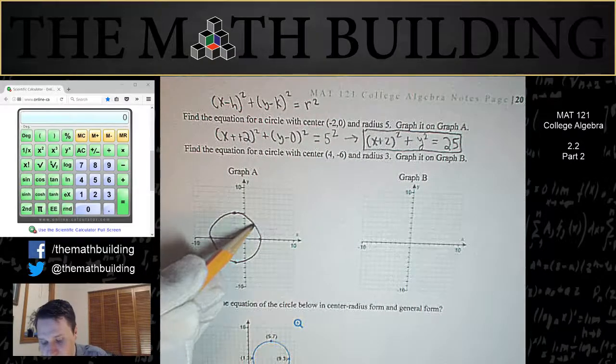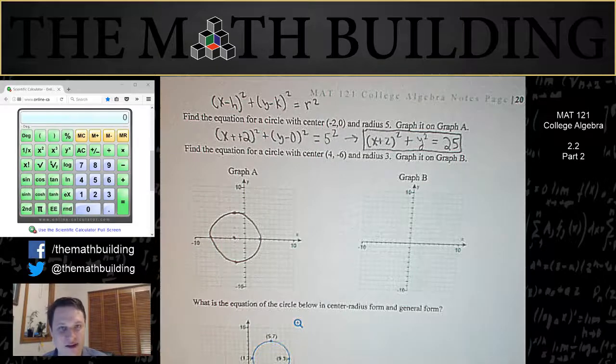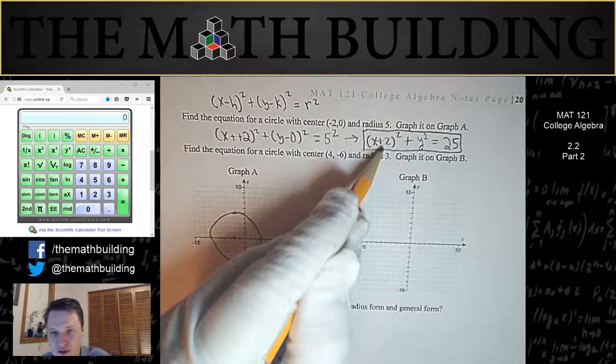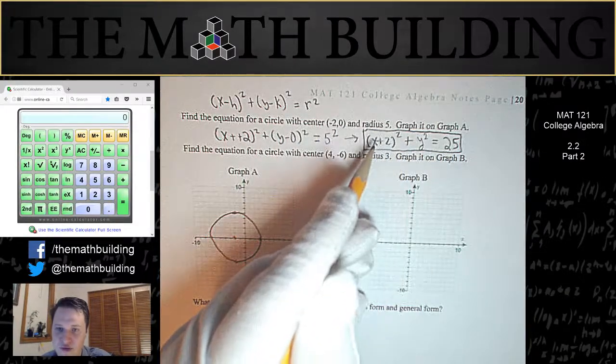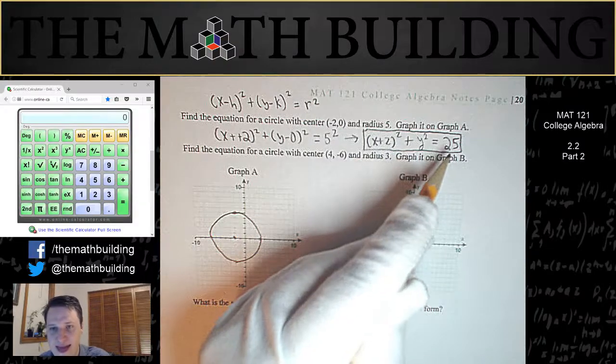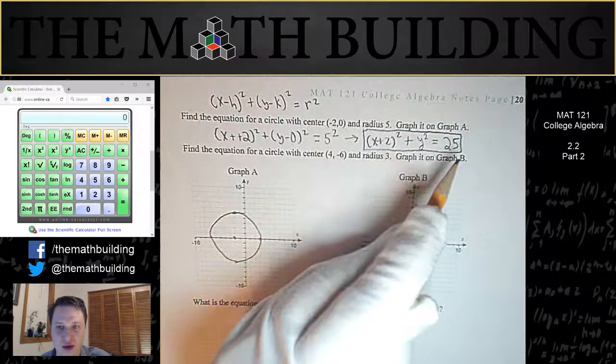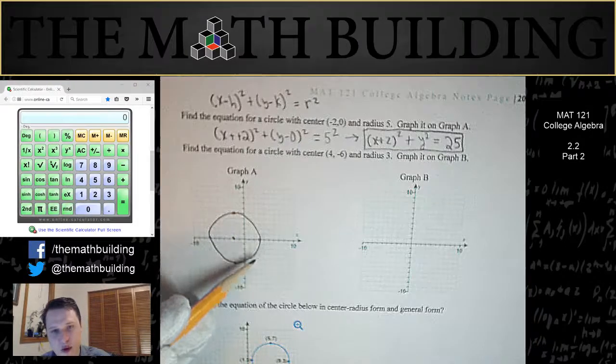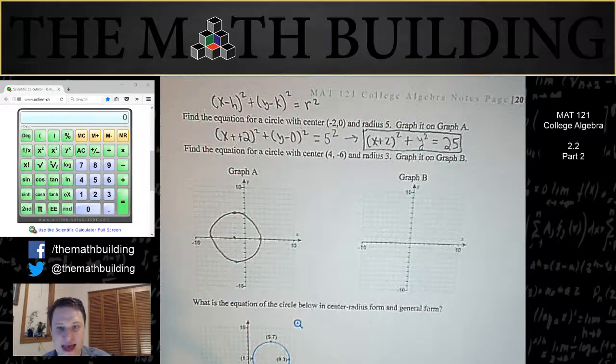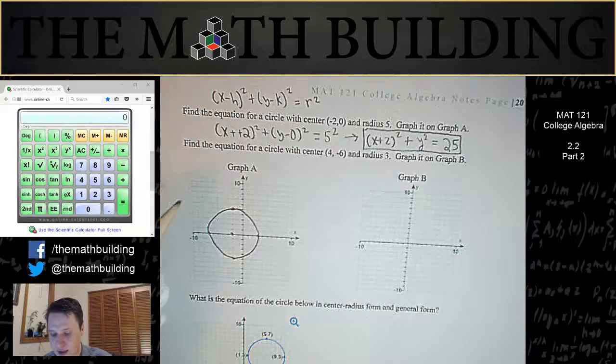Remember, all of the points on this circle, all infinity of them, are all solutions to this equation. You plug in a value for x, you plug in a value for y, and you do all the math, and you should get 25. Every point on that circle will make that happen. And so that's the point of why we're doing this. Let's graph the next one.